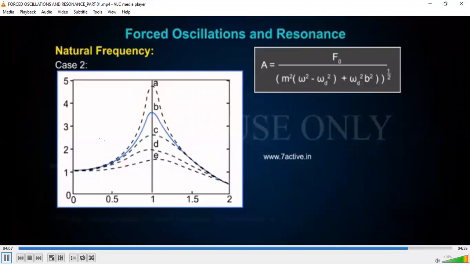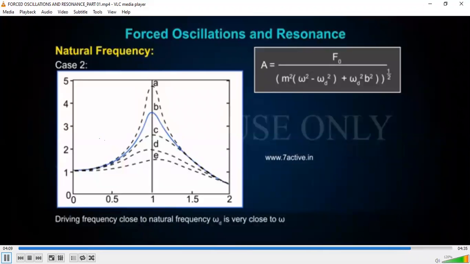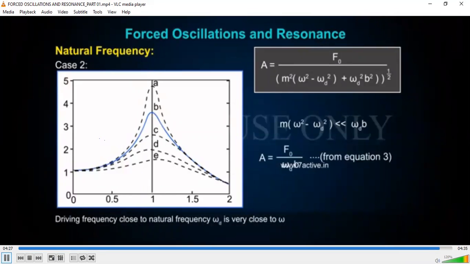Case 2. Driving frequency close to natural frequency. omega_d is very close to omega, so m(omega² minus omega_d²) is much less than omega_d b. A equals F0 by omega_d b, from equation 3.